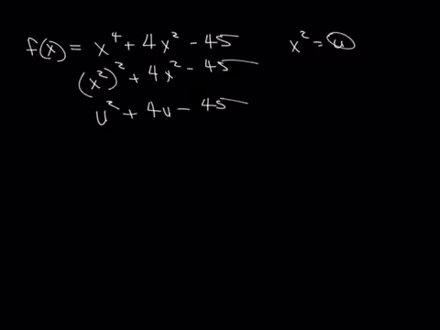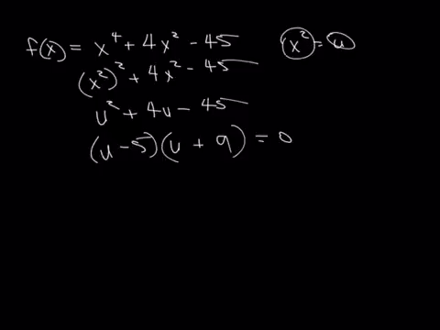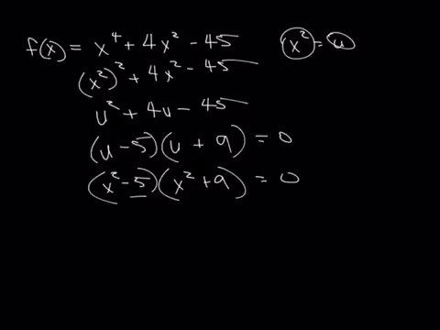And it just turned it into a simple quadratic equation there. Then I can make my terms here, negative 5 and plus 9 equals 0. Now I can put these back if I want to: x squared minus 5 times x squared plus 9. So I just put my x squared back in there. Making this equal to 0 and making this equal to 0.